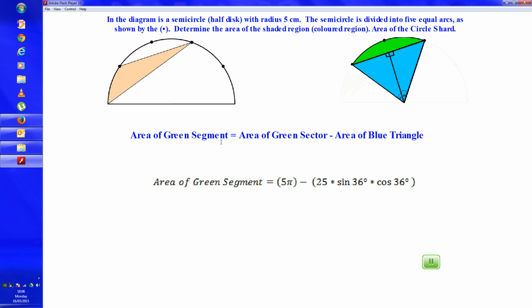The area of the green segment now equals the area of the green sector minus the area of the blue triangle. Now this is the section that we've already done. The area of the green sector we've worked out to be 5 pi, minus the area of the blue triangle, which is 25 multiplied by sine 36 multiplied by cos 36 degrees. That will be our area of the green segment. I'm going to leave the area of the green segment like this, simply because we can cancel it out later on.